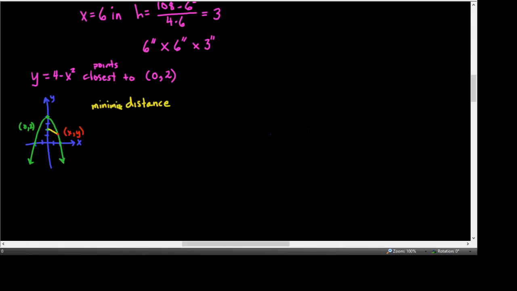Well, I should have given myself more room. Minimize that distance. Okay, so we're going to have to come up with an equation for distance between two points. And the good news is we have one such equation. It is called the distance formula. So the distance between two points is the square root of (x sub 2 minus x sub 1) squared, plus (y sub 2 minus y sub 1) squared. I'm thinking of the point on the parabola as the second point, and the point we're given as the first point.